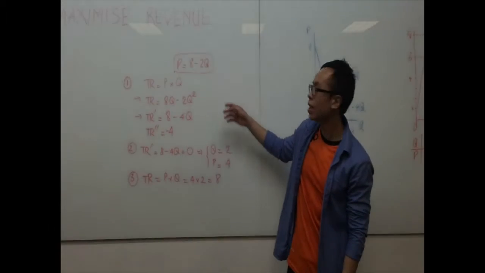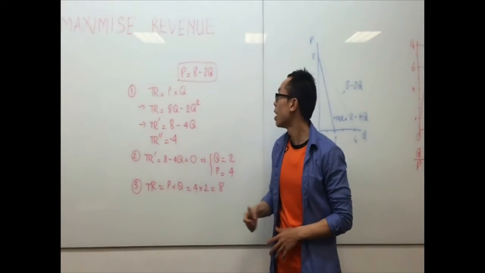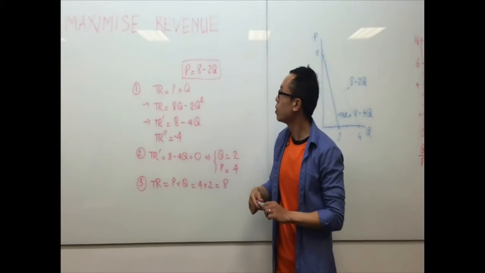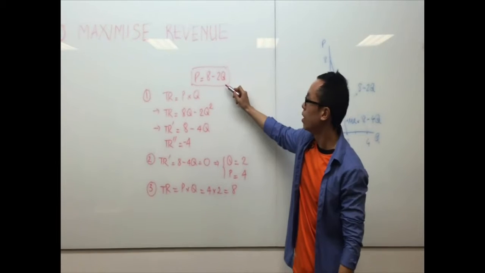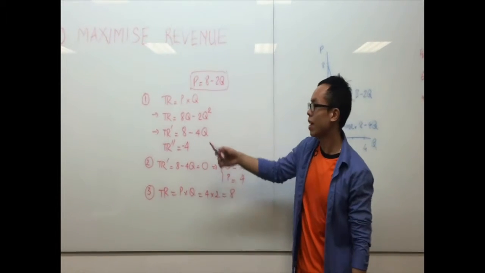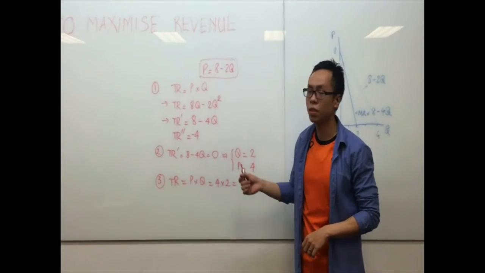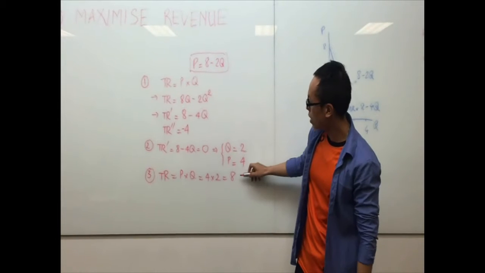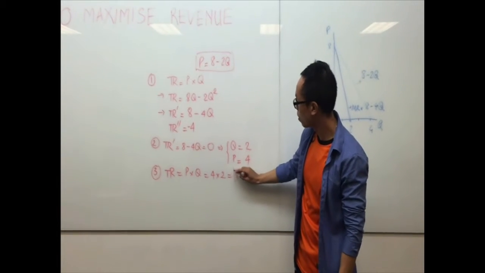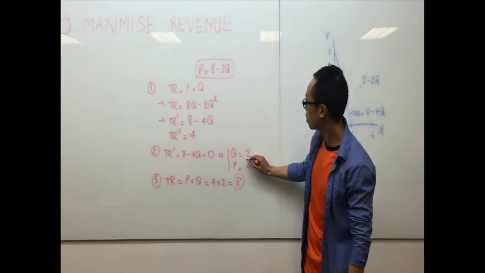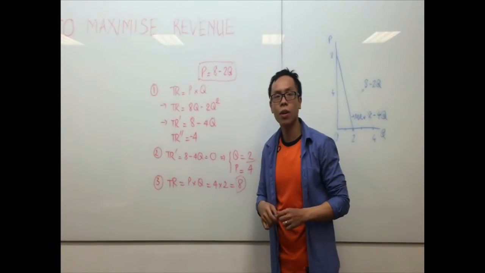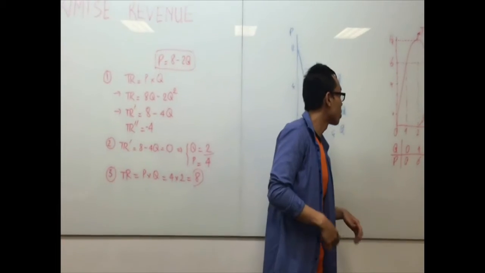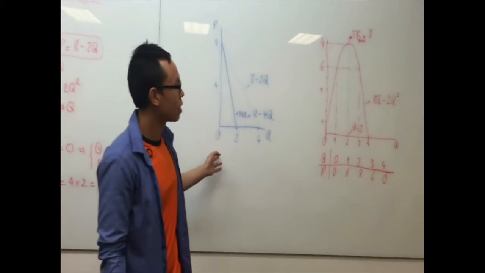Okay, now let's move to the second example. In this example, we use the demand function P equals 8 minus 2Q. Following all the previous steps as Ms. Hoa has introduced, we can calculate that the total revenue equals 8 when Q equals 2. But I want to introduce further how to sketch the total revenue function as well as the demand function.